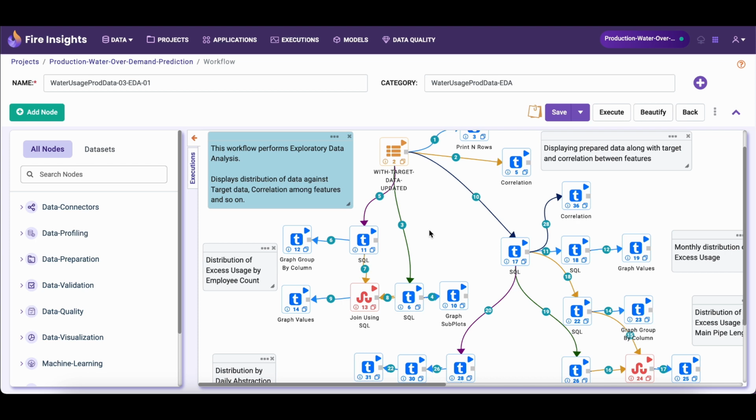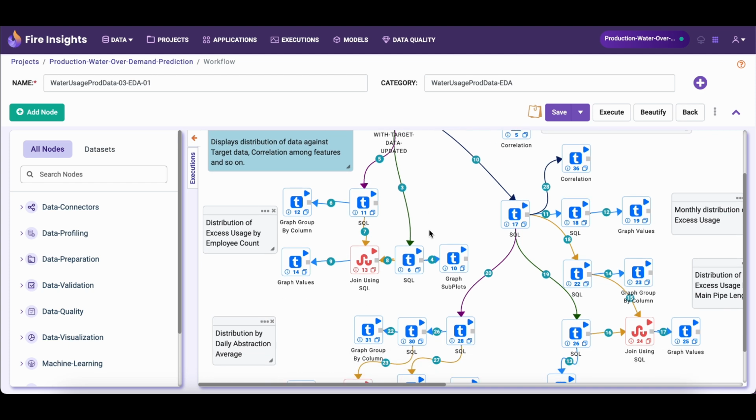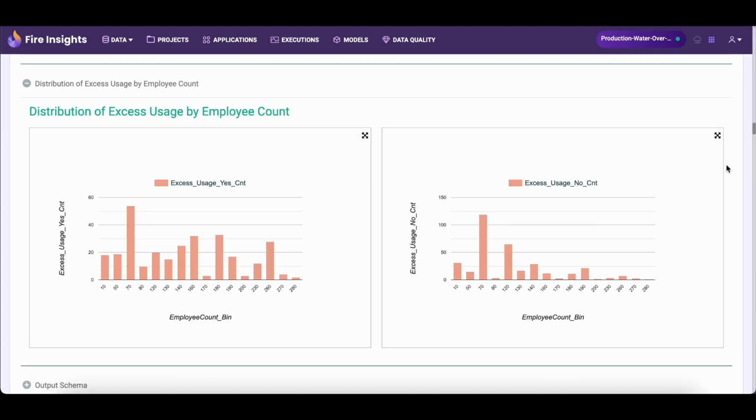The goal of this workflow is to get a better understanding of our data and what variables affect our target variable. Here we are using the SQL nodes to filter our data in various ways, and then we're using the graphing nodes to then create visualizations from that filtered data. Now let's take a look at some of the outputs of this workflow.